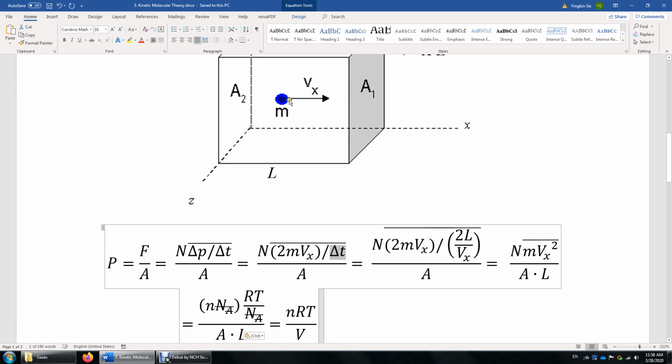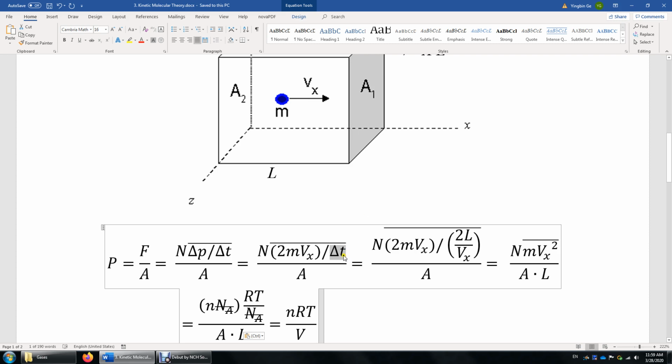Alright, so you can just imagine it's going to bounce to A1 and then A2 and then A1 again, and then A2 and A1 again. This particle will have to travel on average a 2L distance for each collision with A1. So again, one collision here, and then the particle will have to move to A2 and come back for the next collision. Therefore, this particle has to travel a 2L distance, 1L there and 1L back, to collide with A1 again.